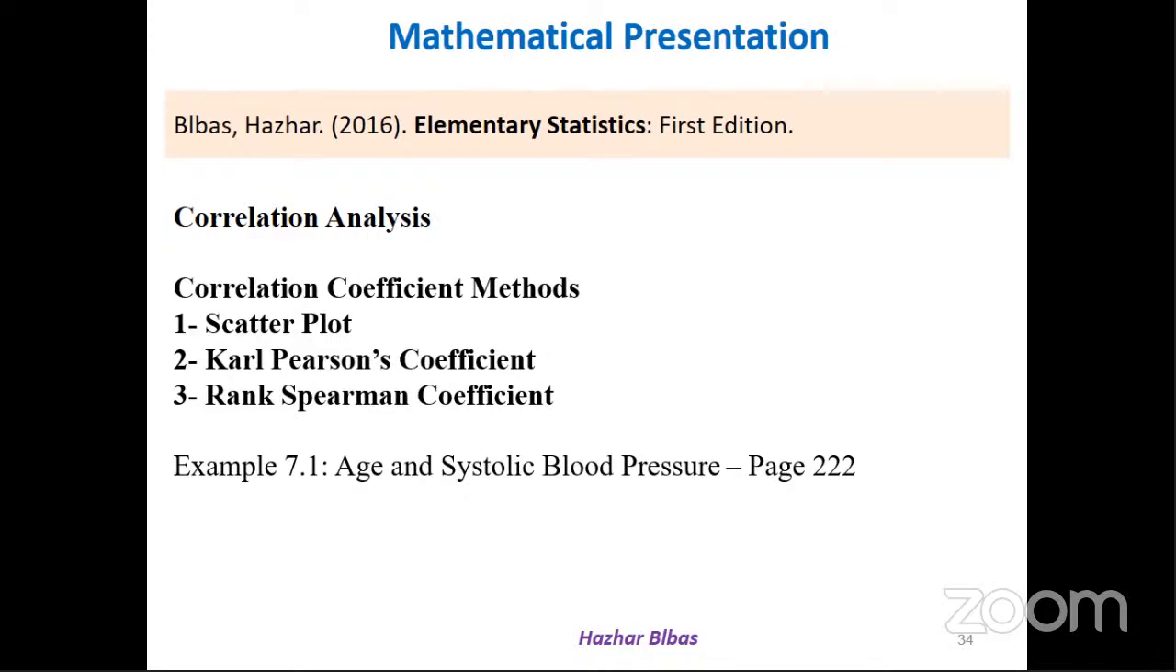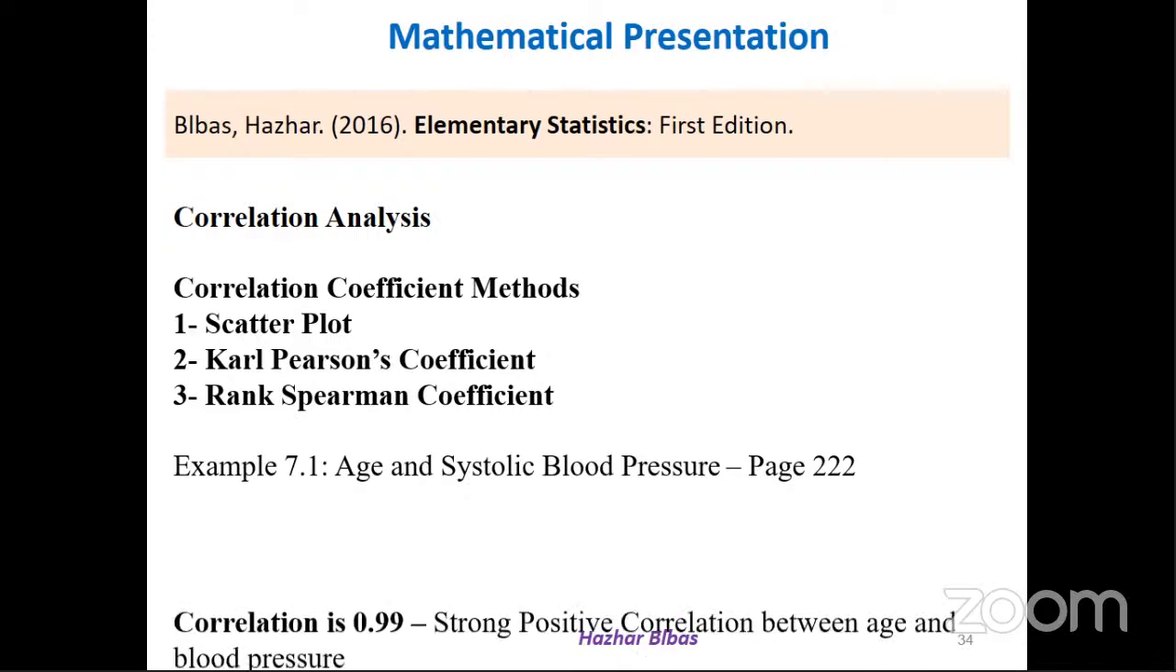Karl Pearson, both data should be scaled, and then you can find the correlation. Rank Spearman, both data or one of them. If both data are scale, you can use Rank Spearman. If both of them are ordinal, you can use Rank Spearman. If one of them is ordinal and the second one is scale, you can also use Rank Spearman.